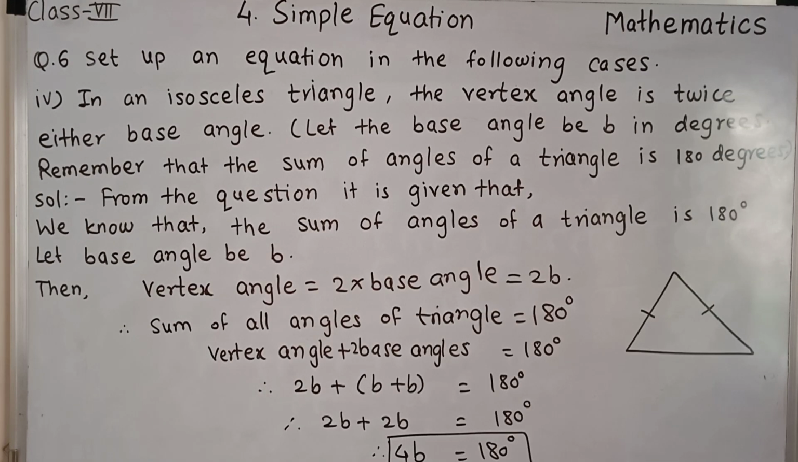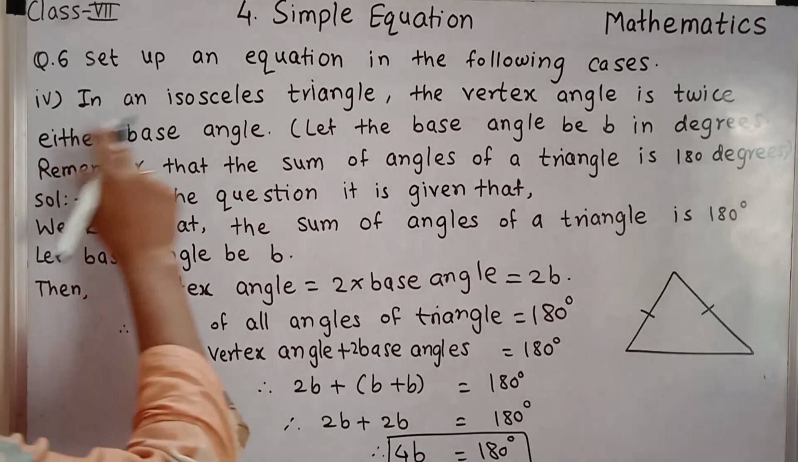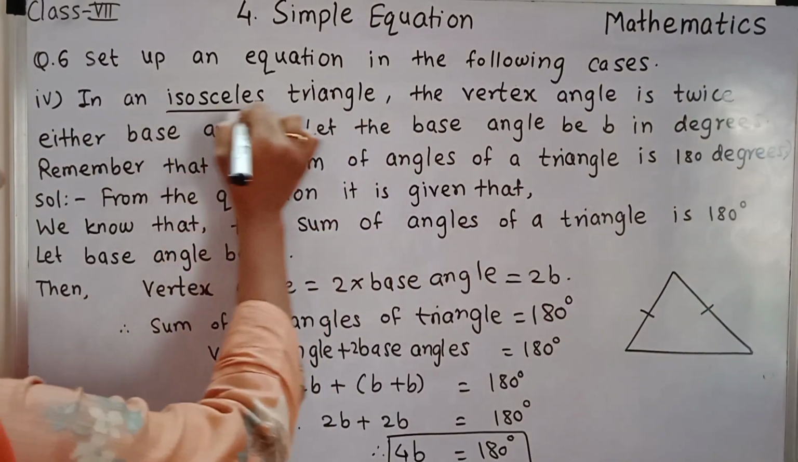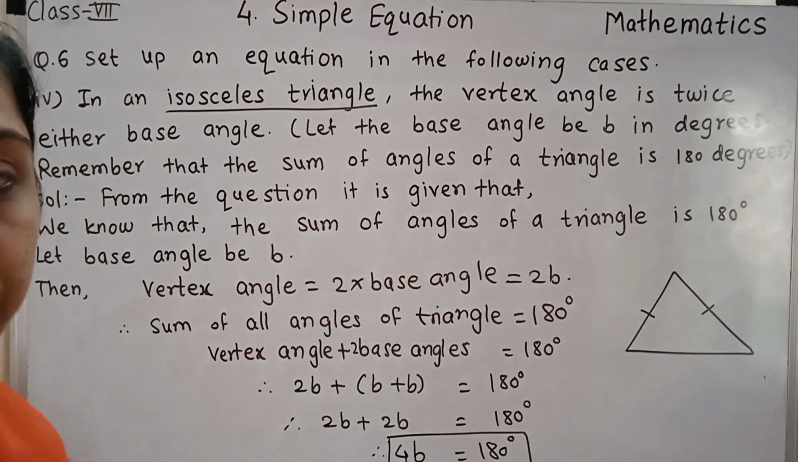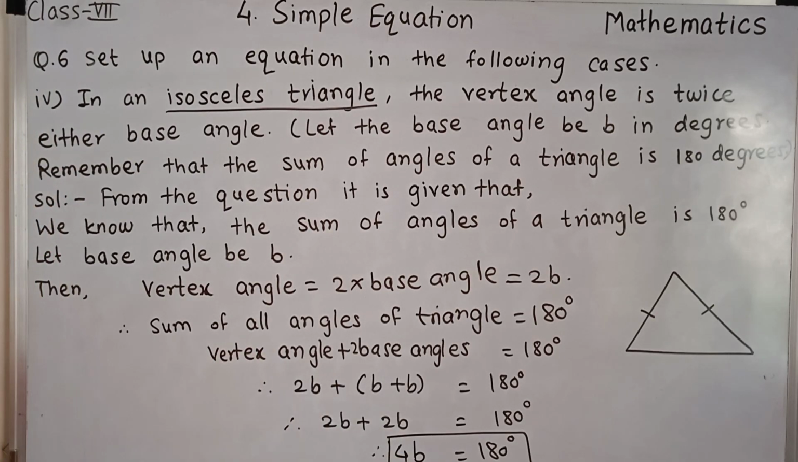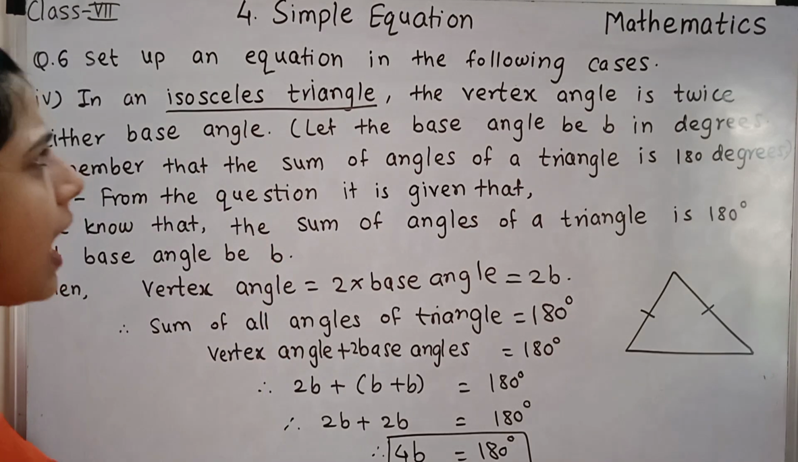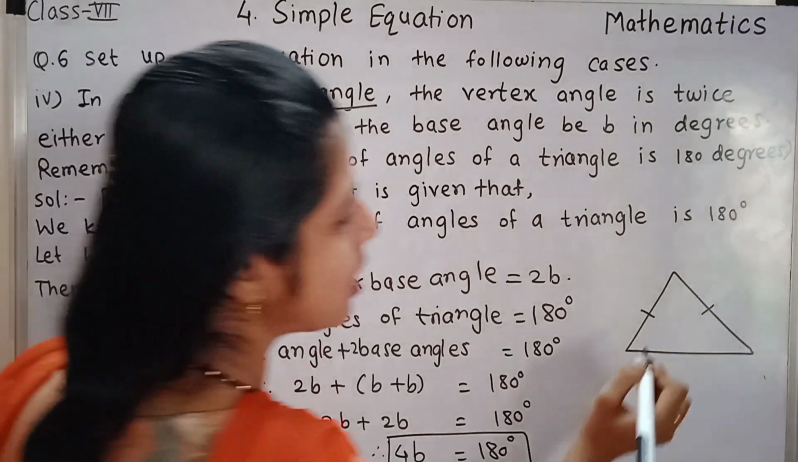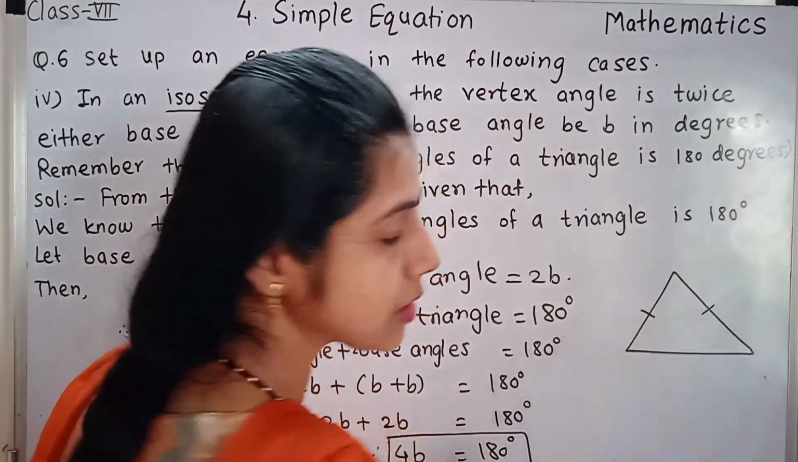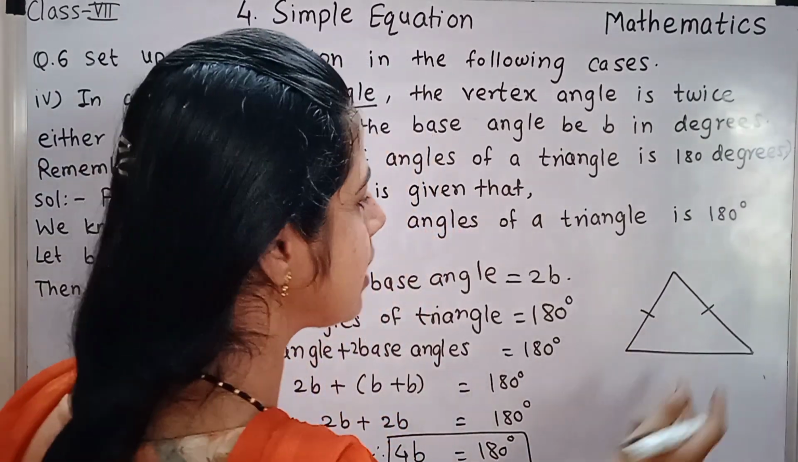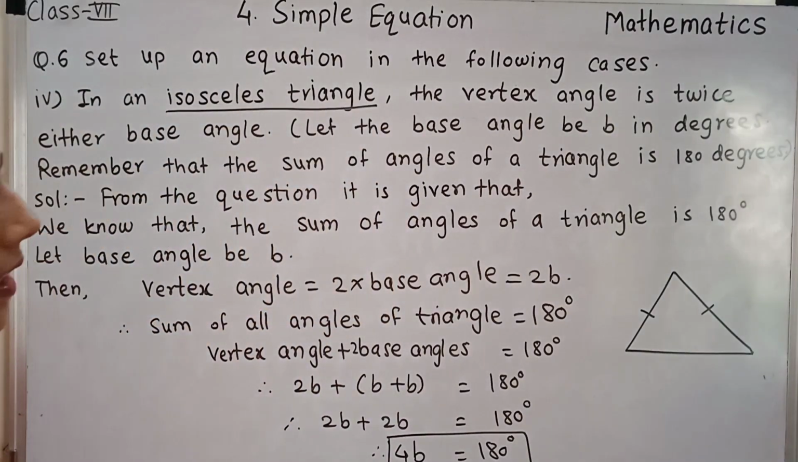Now continuing with the last question of the exercise: in an isosceles triangle, what is meant by an isosceles triangle? Before solving the sum, you must have learned this in the triangles chapter. The link is given for the triangle in the description box. Iso means two, two sides. The triangle that has two sides equal is said to be an isosceles triangle.